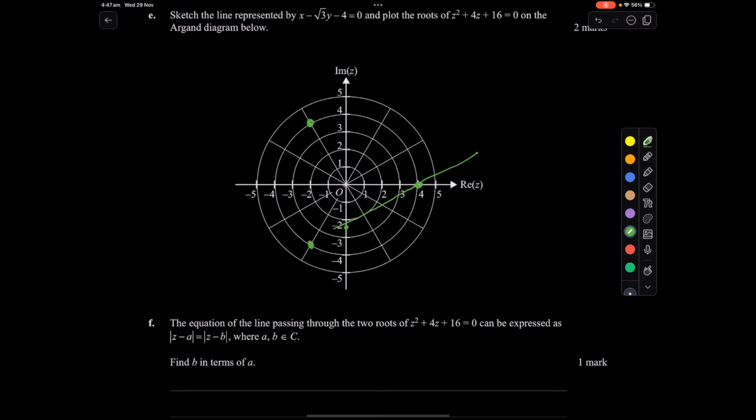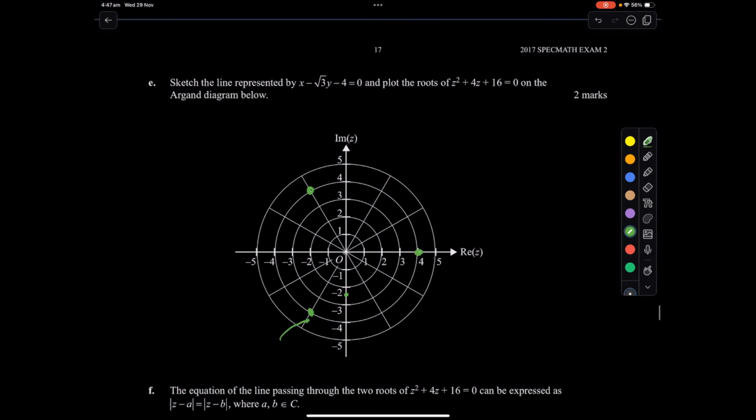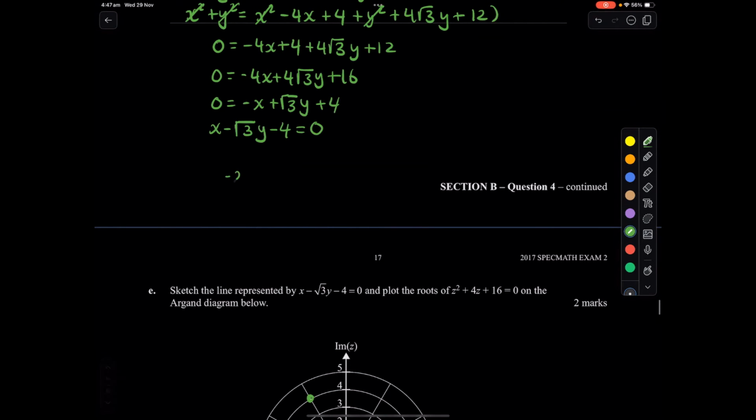It looks like it's passing through this point. Let's check if it actually does pass through the point. Again, remember it is negative 2 minus 2 root 3i, so it's just the point negative 2, negative 2 root 3. If I subbed in, for example, x equals negative 2, let's see what comes out. Negative 2 minus root 3y minus 4 equals 0, which is negative 6 equals root 3y, so y is negative 6 over root 3.